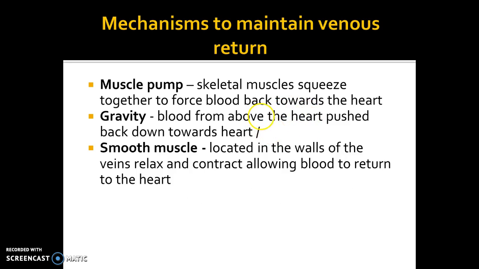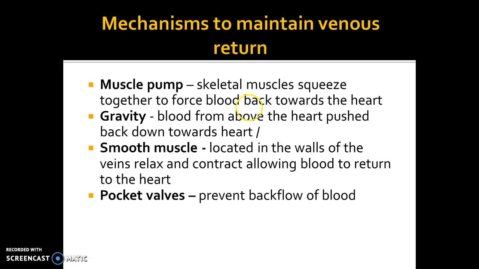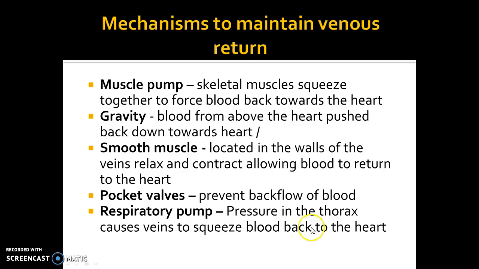Smooth muscle, so these are located in the walls of the veins, and they help squeeze the blood back towards the heart. Pocket valves, these are located in the veins and they prevent a backflow of blood. Finally, you have respiratory pumps, so when the pressure in the thorax changes, it causes veins to squeeze blood back towards the heart.